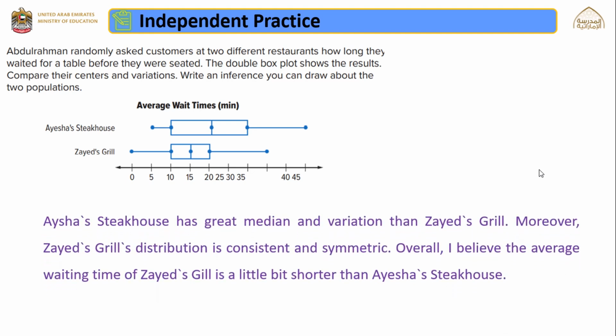Aisha's steakhouse has a greater median and variation than Zaid's graph. Moreover, Zaid's graph's distribution is consistent and symmetric. Overall, I believe the average waiting time for Zaid's graph is a little bit shorter than Aisha's steakhouse.